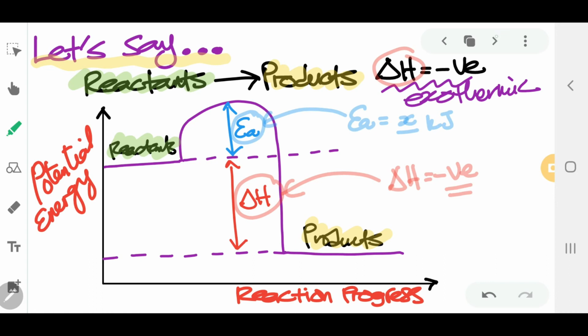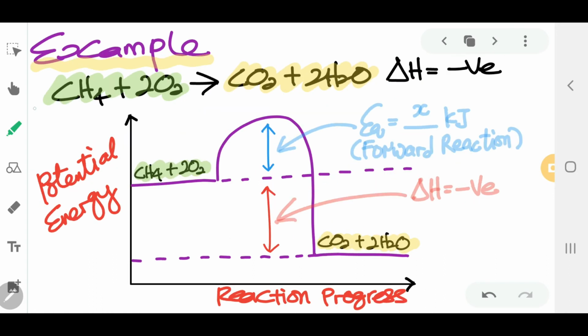Let's have a look at a proper example. Right here, the example is the combustion of CH4. So these are the reactants, and you're going to write them over here. On the left hand side, we'll have higher potential energy for the reactants for exothermic. And then the one in yellow, that one is your product. The product will be on the right hand side. So it will have lower potential energy because this is exothermic.